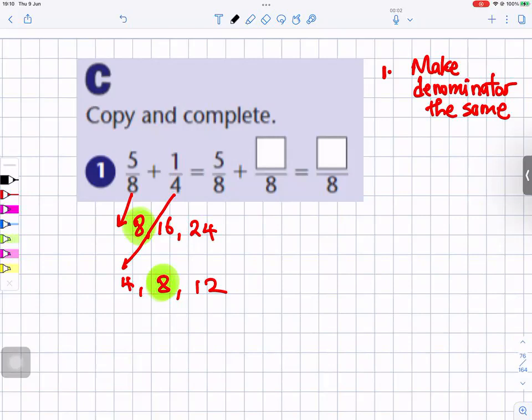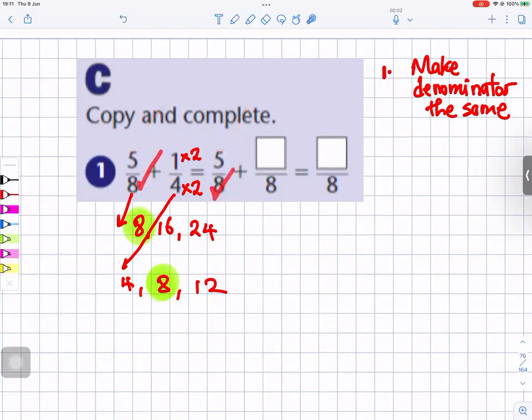Now, 8 is already 8, so that stays the same, and we leave that 5. We got 4 here. What do we times by 4 to get 8? 2. So if we times by 2 in the denominator, what do we do in the numerator? We times it by 2. Correct. So the 5 stays the same. You happy with that?